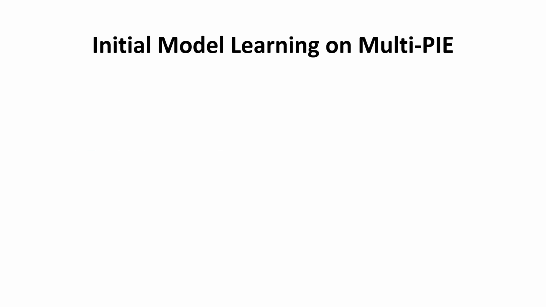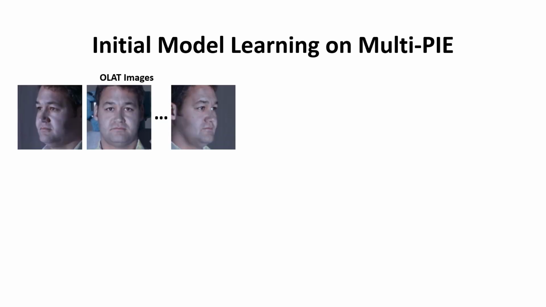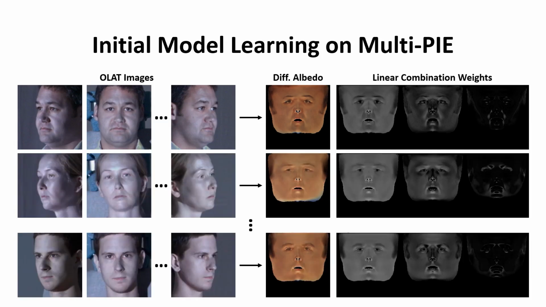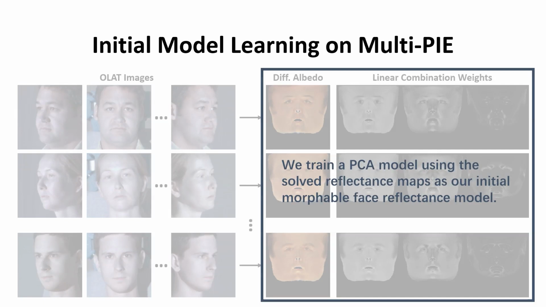Using the provided multi-view OLAT images in the multi-PIE dataset, we devise an inverse rendering algorithm to solve the reflectance parameters in the UV space. We then repeat this step to solve the reflectance parameters of all the selected 128 identities in the multi-PIE dataset. Next, we train a PCA model using the solved reflectance maps as our initial morphable face reflectance model.